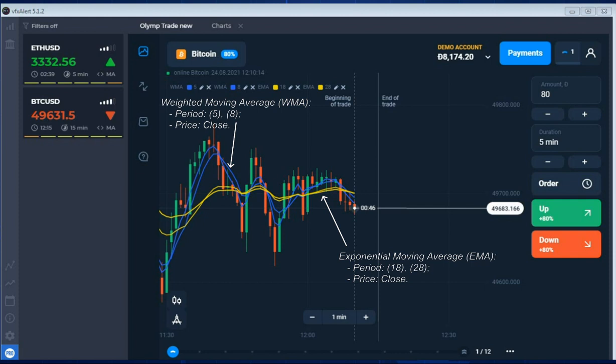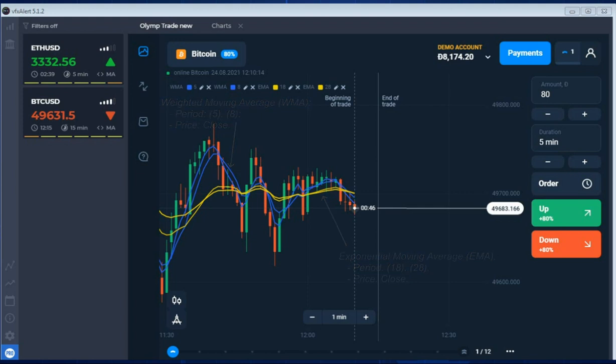Weighted moving average with periods of 5 and 8 assesses the strength and direction of fast trends and shows the point of opening and closing options. Signals. Up, call option: the fast moving average crosses the slow from top to bottom or moves below the EMA. Down, put option: reverse conditions. Weighted is above the exponential average or crossing them from the bottom up.